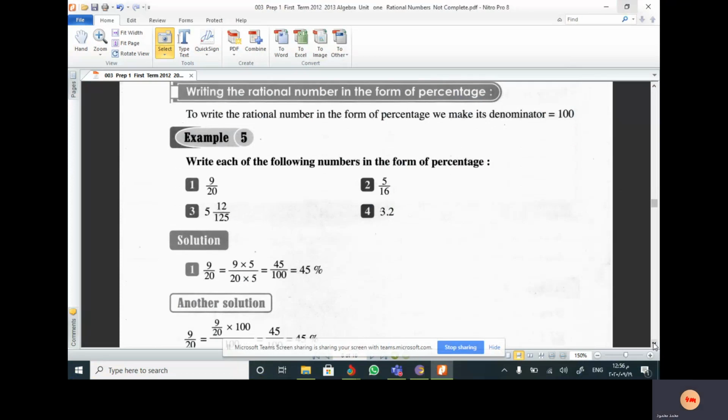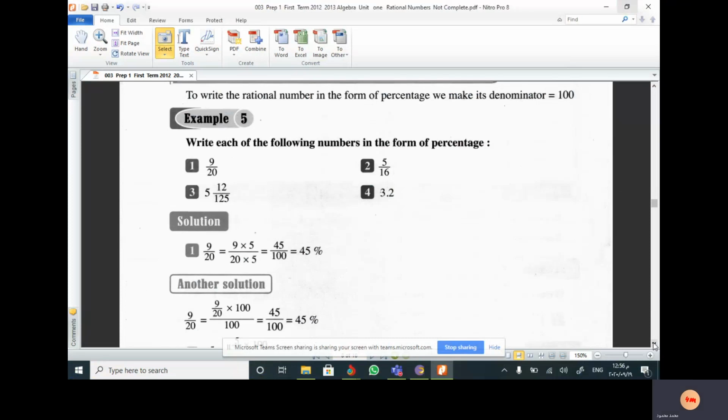And you can change a rational number to a percentage. To write a rational number as a percentage, you will make it with denominator 100. 9 over 20. You can multiply 20 times 5, it will be 100, and 9 times 5 will be 45. So it will be 45%.